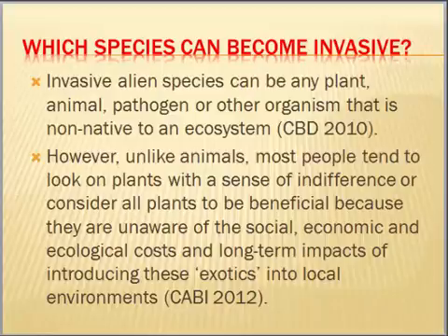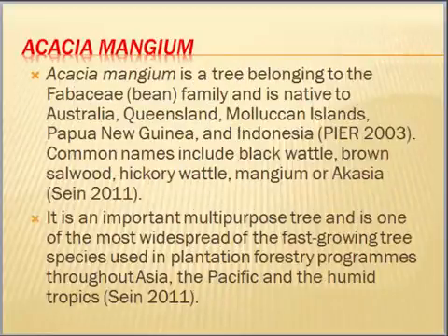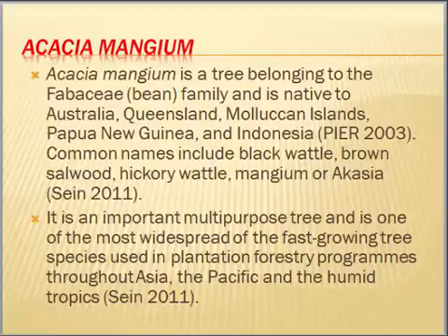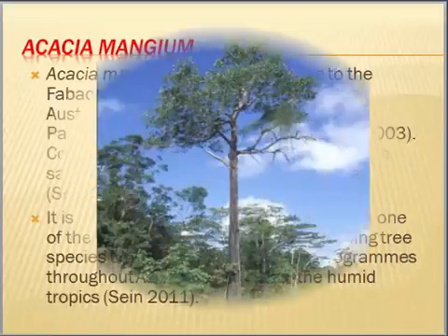Acacia mangium is a tree belonging to the Fabaceae bean family and is native to Australia, Queensland, Moluccan Islands, Papua New Guinea, and Indonesia. Common names include black wattle, brown salwood, hickory wattle, mangium, or acacia. It is an important multi-purpose tree and is one of the most widespread of the fast-growing tree species used in plantation forestry programs throughout Asia, the Pacific, and the humid tropics.